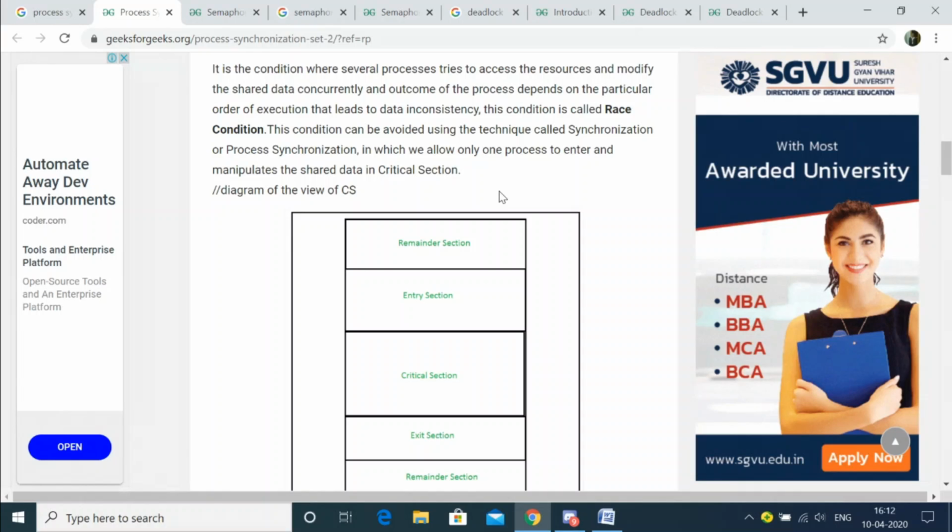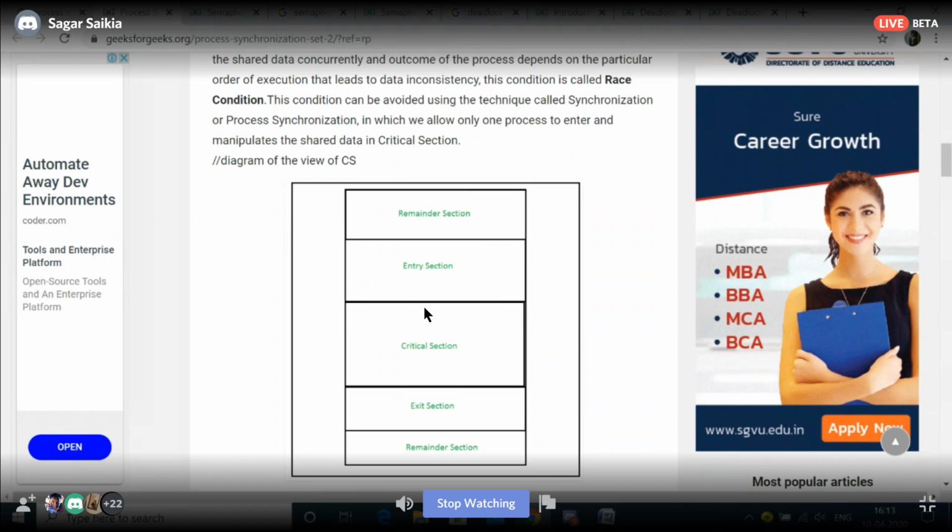So if we have certain parts like this, then we will allow only one process out of all the processes to enter and change or update the data in the critical section. For example here, how many sections are we having? 1, 2, 3, 4, 5, and the critical section is like the core. The critical section is a part of the program where shared resources are accessed by various processes. So it is a place where shared variable resources are placed.